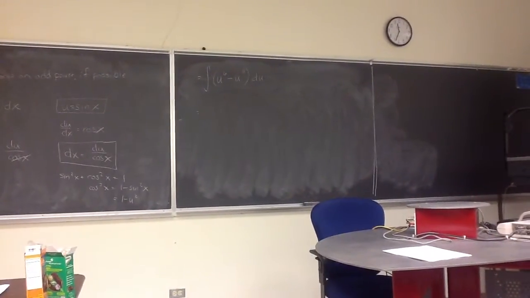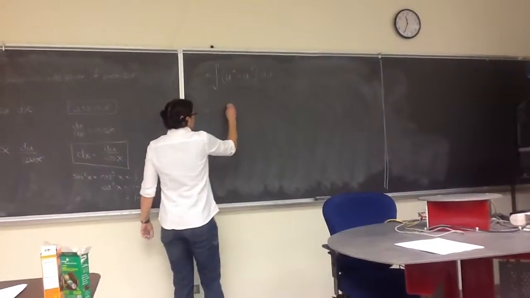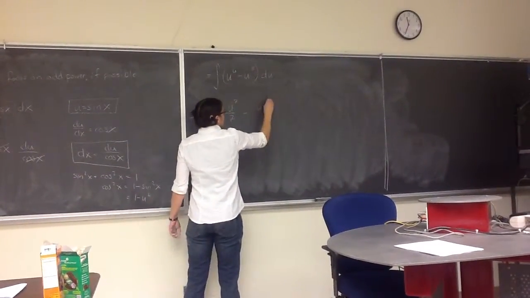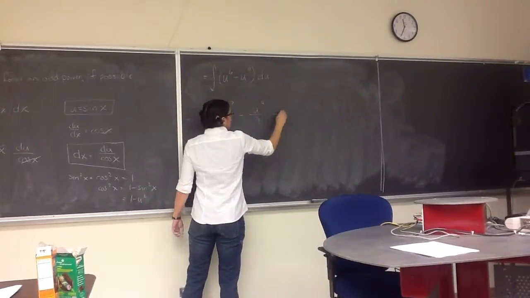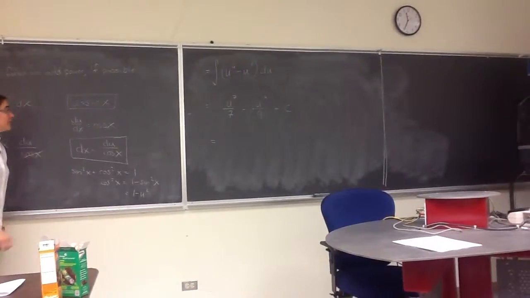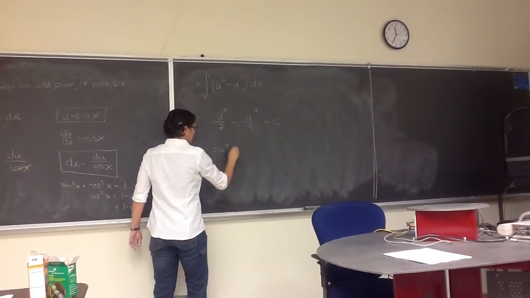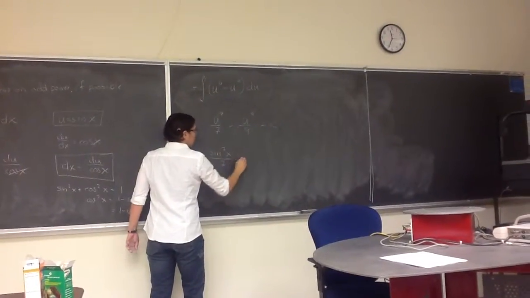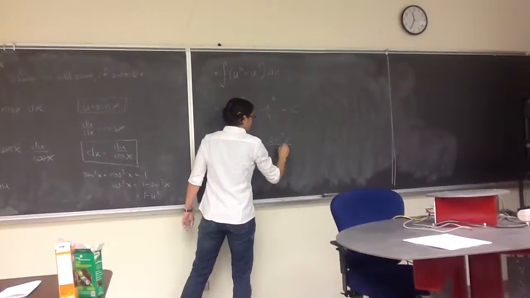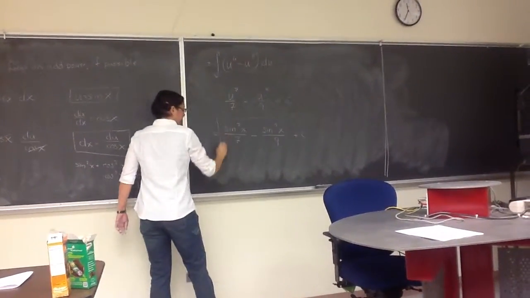Finally, I'm ready for some calculus. Here's where the antiderivative comes in. U to the seventh over 7 minus u to the ninth over 9 plus c. Turn back into x's. We have sine to the 7th of x over 7 minus sine to the 9th of x over 9, all of that plus c.